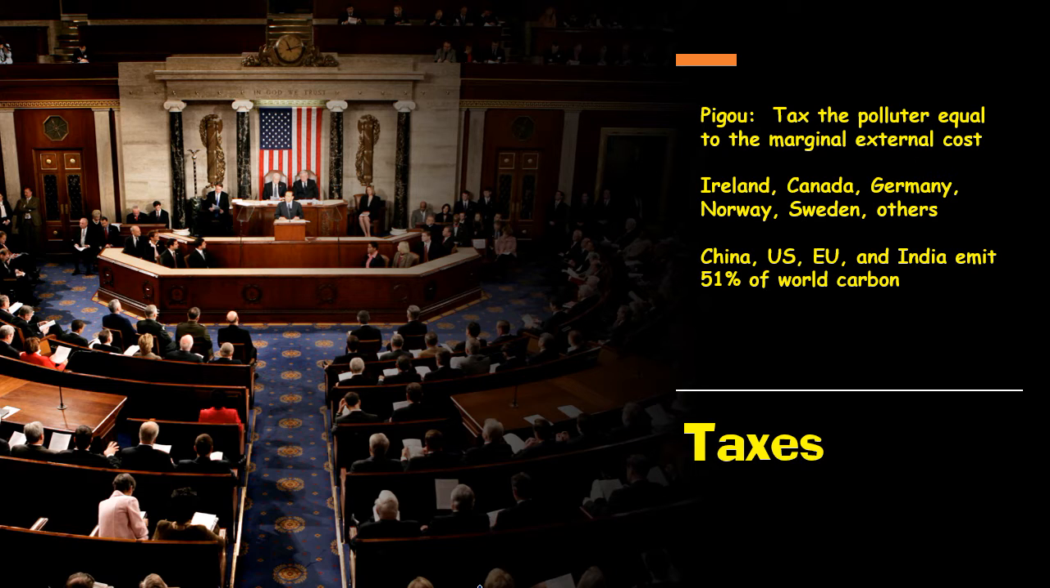So there are carbon taxes in countries like Ireland, Canada, Germany, Norway, Sweden. Okay? The problem with those carbon taxes is that China, the US, the EU, and India emit over half of the world's carbon. So half of the EU has carbon taxes. The US doesn't, China doesn't, India doesn't. Okay, so if you have taxes in some countries and not in others, what's going to happen?